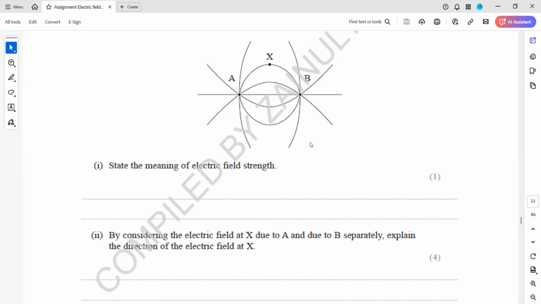What if A is negative and B is positive? Then the direction of electric field will be opposite. If A is negative and B is positive, and X is also a unit positive charge, the direction of electric field will be like this. One is from B to X, another one is from X to A. So the resultant is from B to A. In this case, the resultant will change. It will be from B to A.